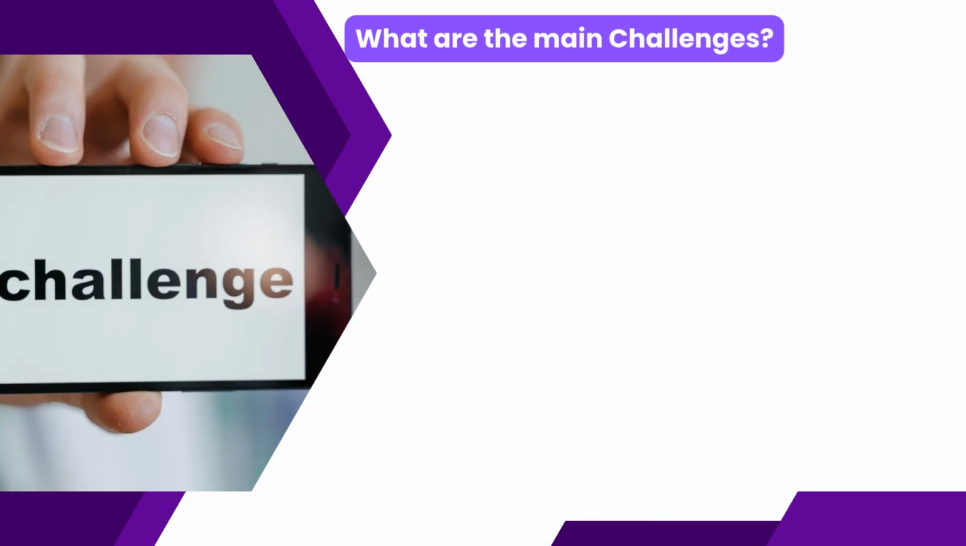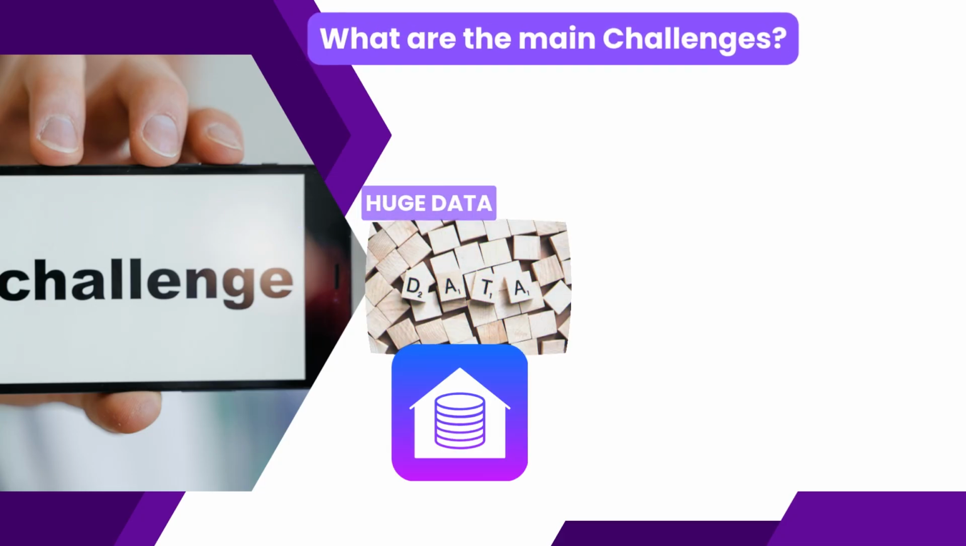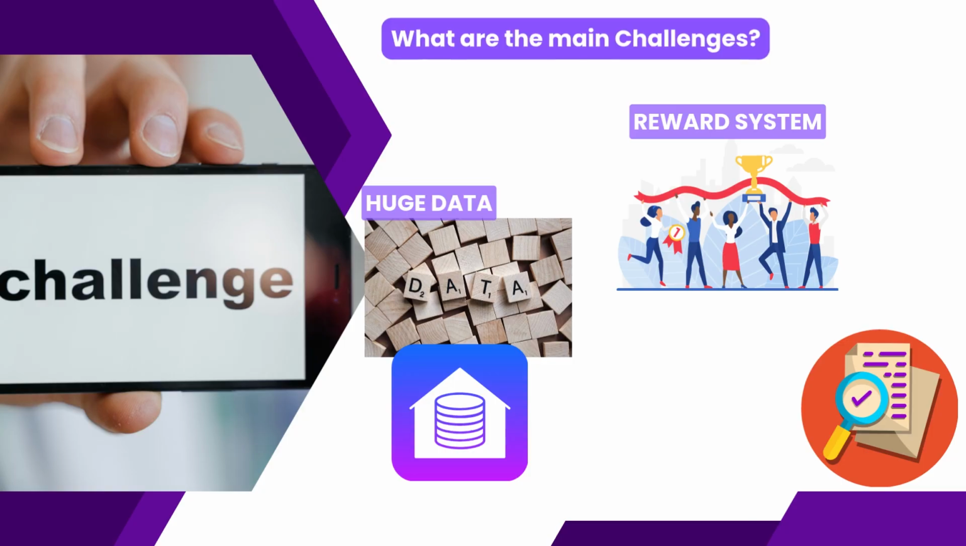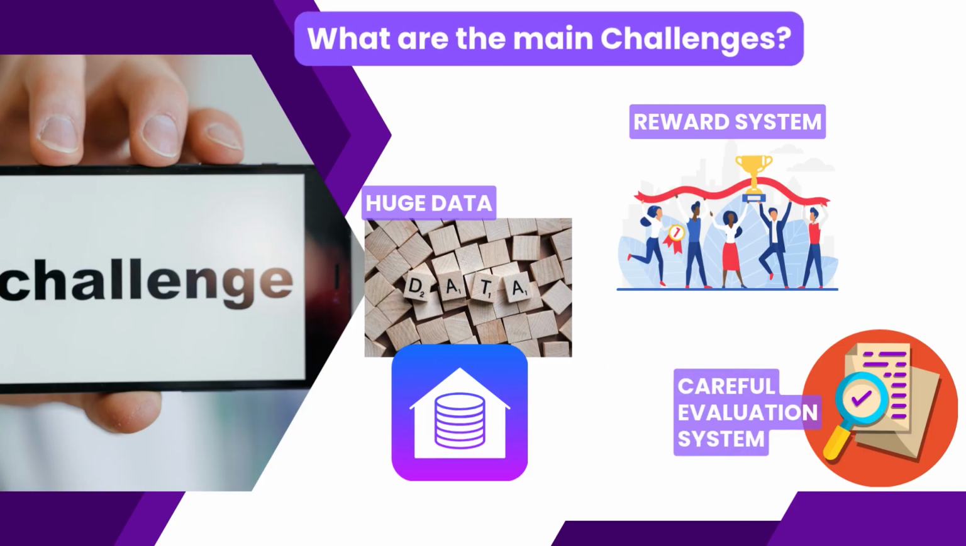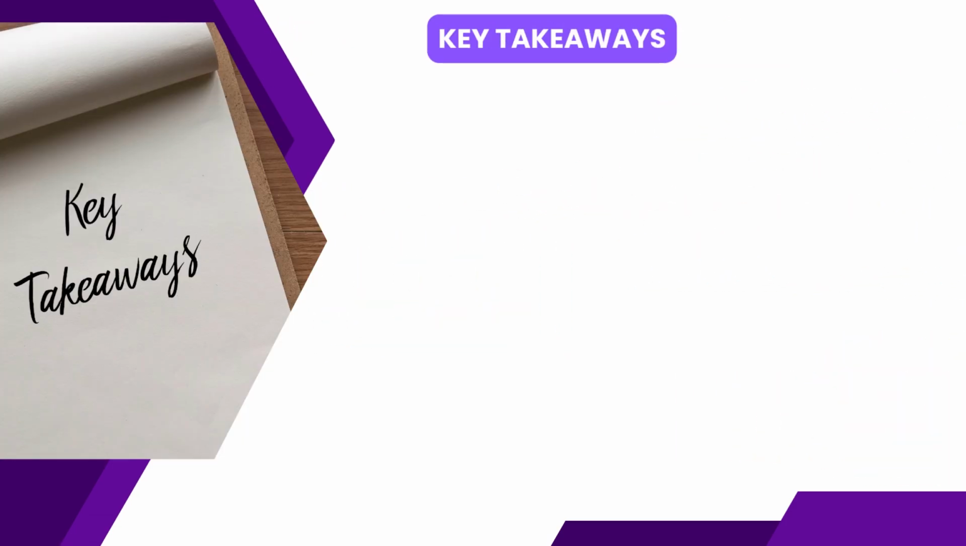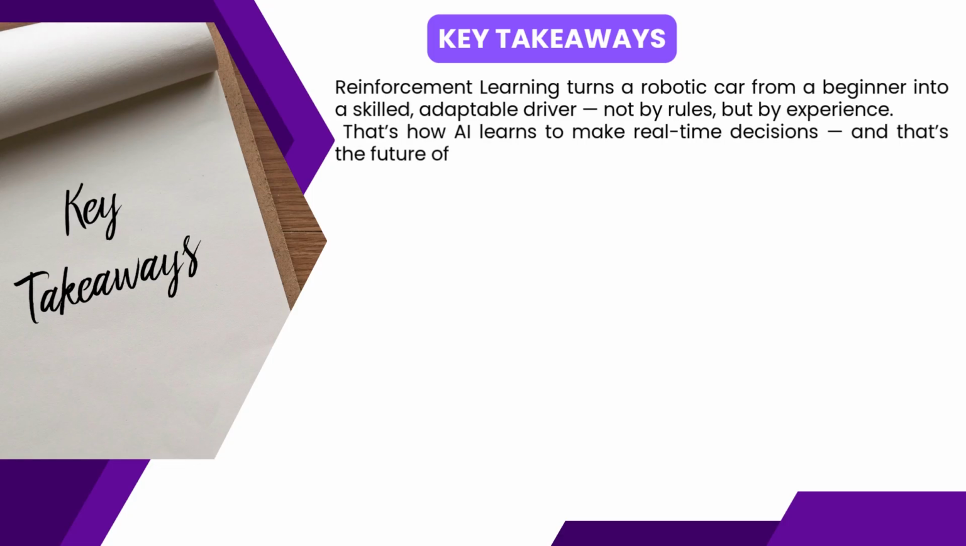So, let's look at the challenges faced by the reinforcement learning model. First, it requires a huge amount of data. Second, it requires well-designed reward systems. And third, it requires a careful evaluation or testing methodology, because one poor reward signal can teach the car wrong lessons. Reinforcement learning turns a robotic car from a beginner into a skilled, adaptable driver, not by rules but by experience. That's how AI learns to make real-time decisions, and that's the future of autonomous systems.